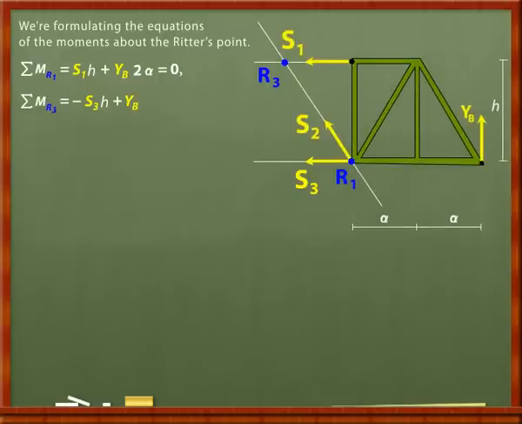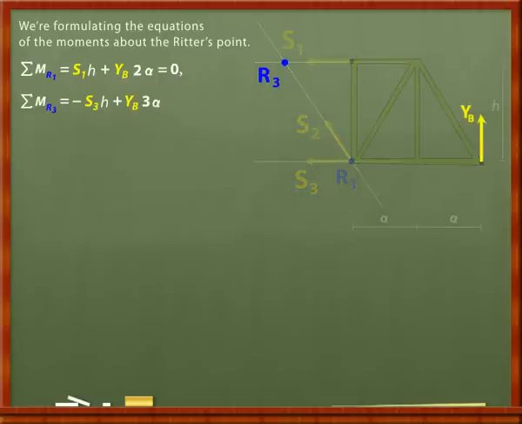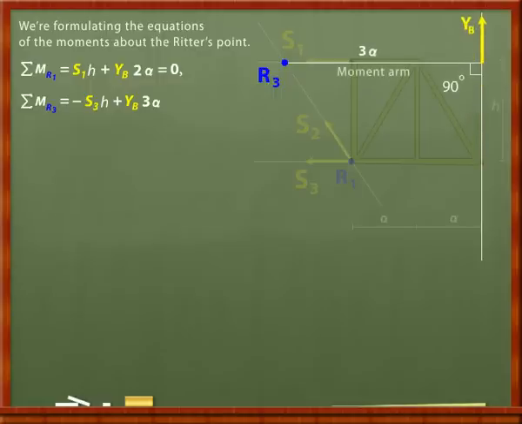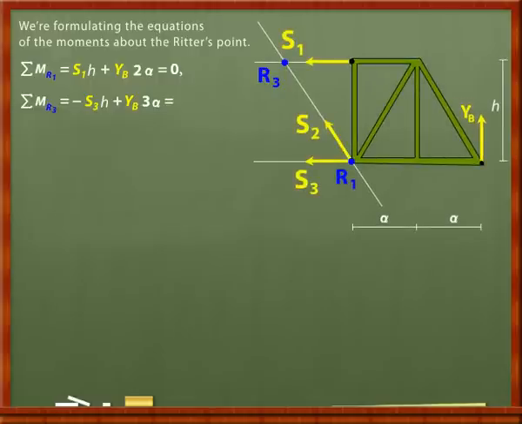Positive YB multiplied by 3A. We're drawing a line of action of force. We're dropping a perpendicular on it from the fixed point. The force, in theoretical mechanics, is a sliding vector. For obviousness of the moment calculation, we're transferring the force vector and calculating the moment arm. Perpendicular length is equal to the moment arm. We're taking the moment with positive sign. We're returning the force to its place. Is equal to zero.